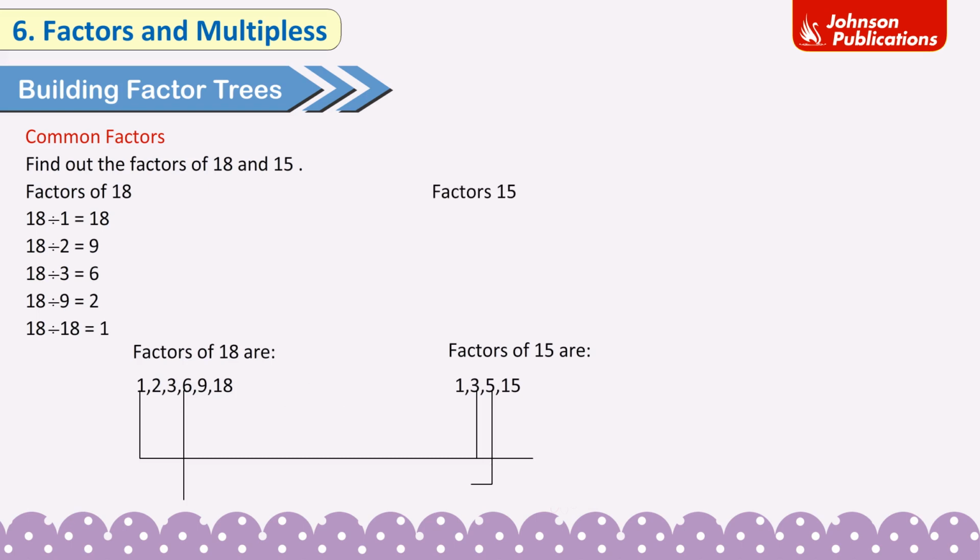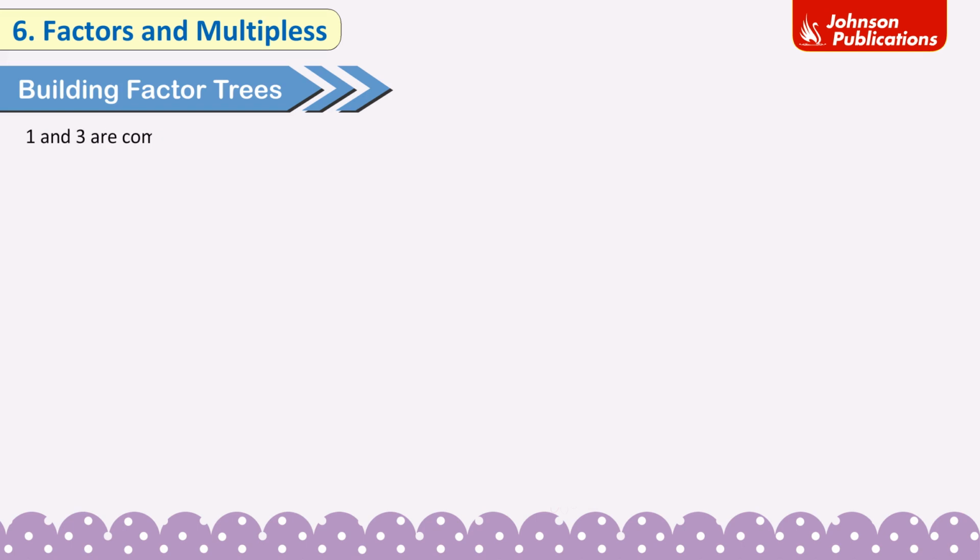Factors of 15. 15 divided by 1 is equal to 15. 15 divided by 3 is equal to 5. 15 divided by 5 is equal to 3. 15 divided by 15 is equal to 1. Factors of 15 are 1, 3, 5 and 15. 1 and 3 are common factors of 18 and 15. So, common factors of 18 and 15 are 1 and 3.